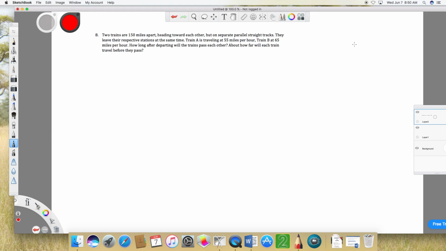We have two trains 150 miles apart heading towards each other, but on separate parallel tracks. So we're not going to have a head-on collision. They leave their respective stations at the same time. Train A is traveling at 55 miles per hour, train B at 65 miles per hour. How long after departing will the trains pass each other? About how far will each train travel before they pass?